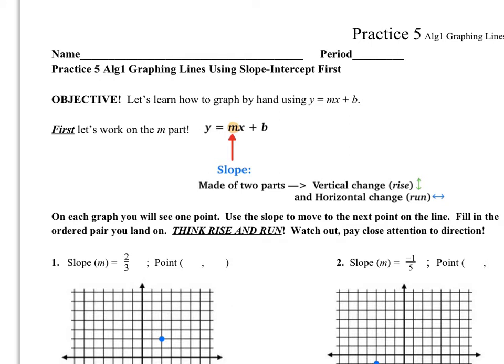So first we're going to focus on the m part, or the slope. It's important to know that the slope is made up of two parts. It consists of a vertical change, which we're going to call the rise, and that's up and down, and a horizontal change, which we can call the run, and that's going to be left to right.